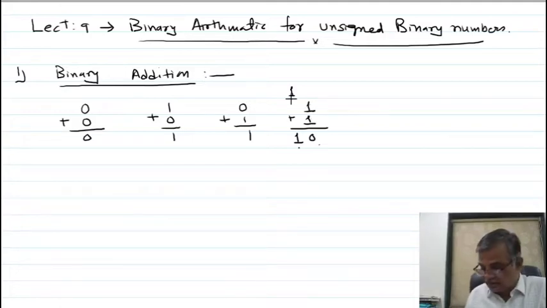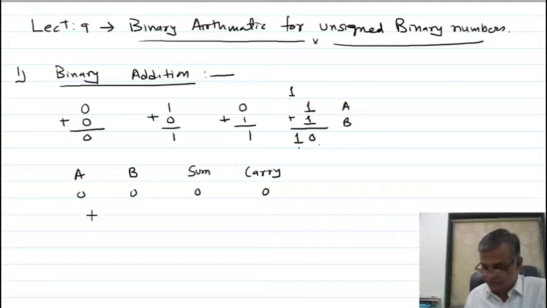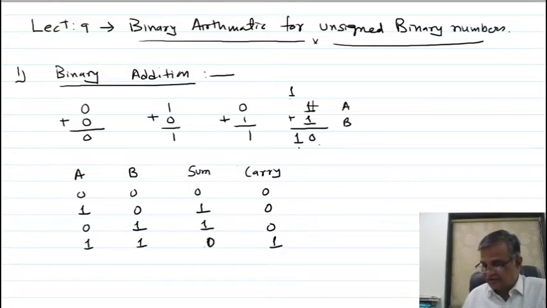So if you see the table, this is your bit A and this is your bit B. So I am showing you in this way A, B, sum and carry. 0 plus 0, sum is 0, carry is also 0. 1 plus 0, sum is 1 and carry is 0. 0 plus 1, sum is 1, carry is 0. 1 plus 1, sum is 0 and carry is 1.